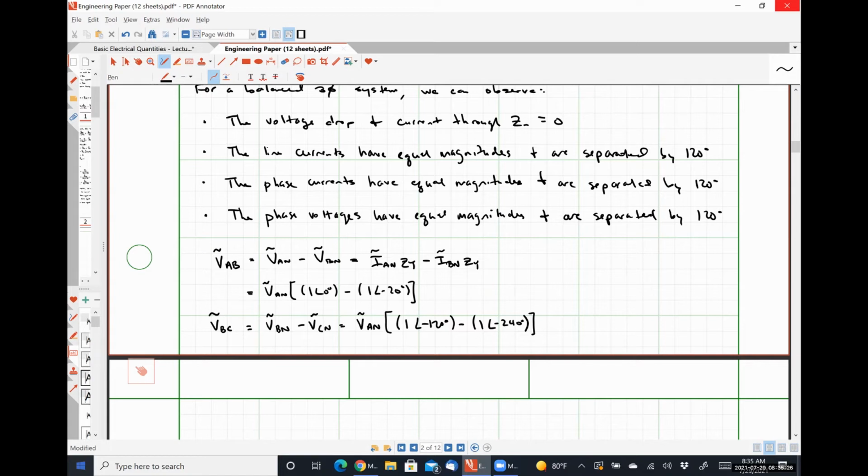So I can see pretty easily that the magnitudes of these should be the same, because it's always going to wind up just being that voltage V_AN multiplied by some combination of complex numbers. So the question here is, this operator, what's the phase angle that it's going to have? So 1 angle 0 minus 1 angle negative, sorry, that should be 120 degrees, I believe is going to look like square root of 3 angle 30.